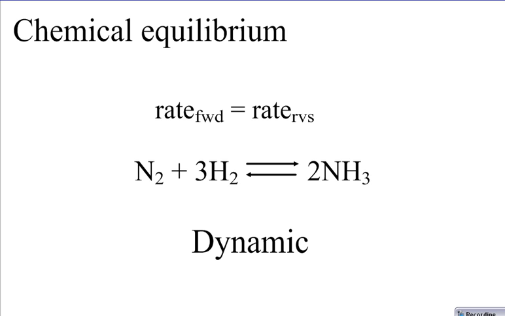Systems at equilibrium are said to be dynamic, meaning that they are constantly in motion. At any given moment in the Haber process, nitrogen and hydrogen atoms are colliding to form ammonia. At the same time, ammonia molecules are decomposing to form nitrogen and hydrogen. Just like in the treadmill example, you are constantly in motion on a treadmill in order to stay at equilibrium.